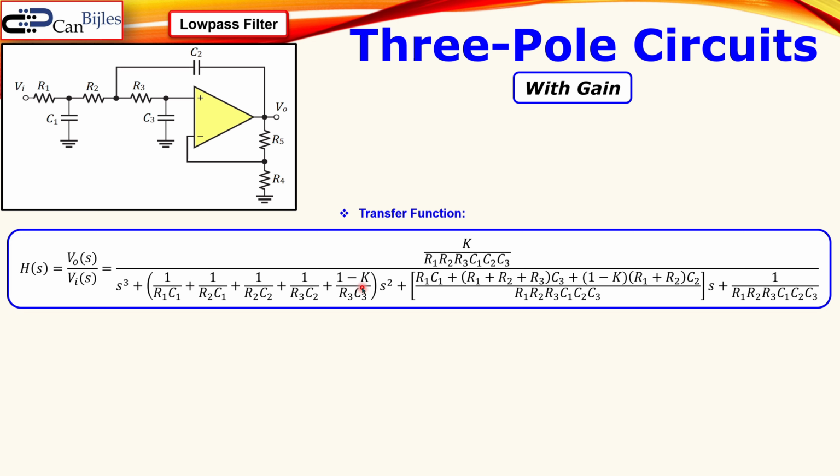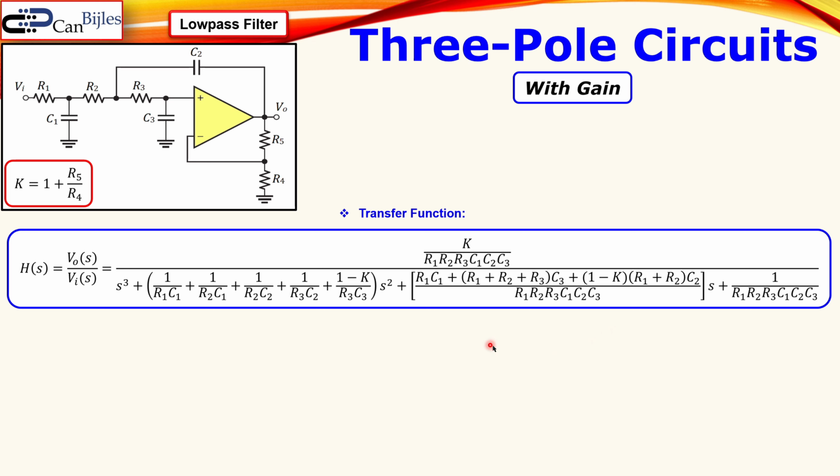You see here the K, and K is defined as 1 plus R5 over R4, which is the gain of a non-inverting amplifier looking from this node to that node. You see also the K appearing here, appearing there, and also there. So this is quite complicated.